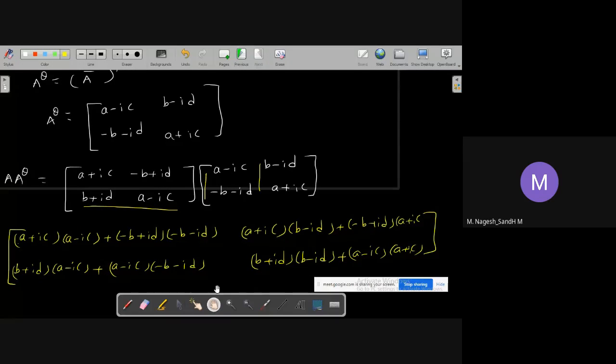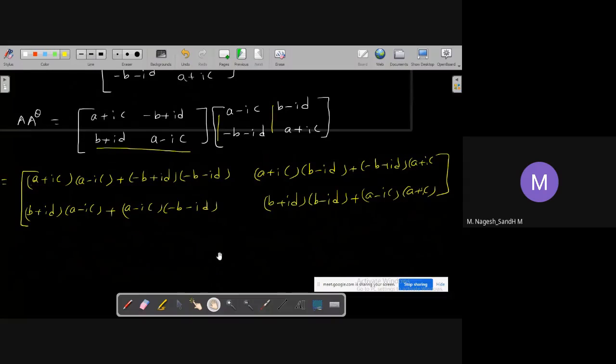Okay, a very easy simplification, don't worry about it. What is (a plus ib) into (a minus ib)? Can anyone say? a square plus b square. Yes, good. So (a plus ib) into (a minus ib) is a square plus b square. So (a plus ic) into (a minus ic) is a square plus c square.